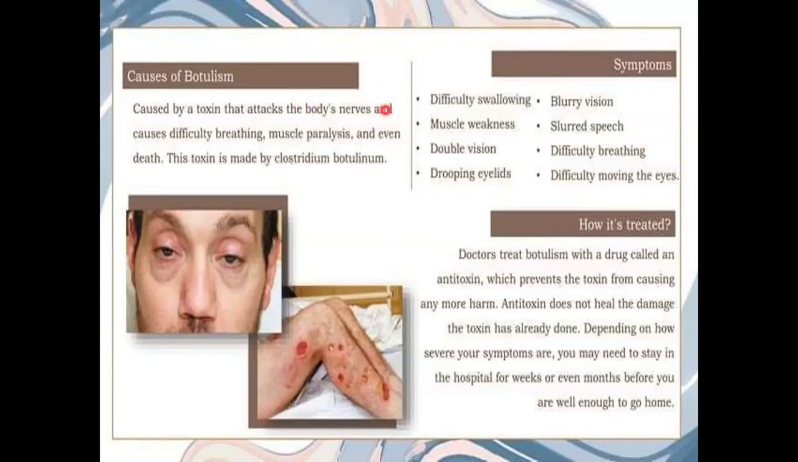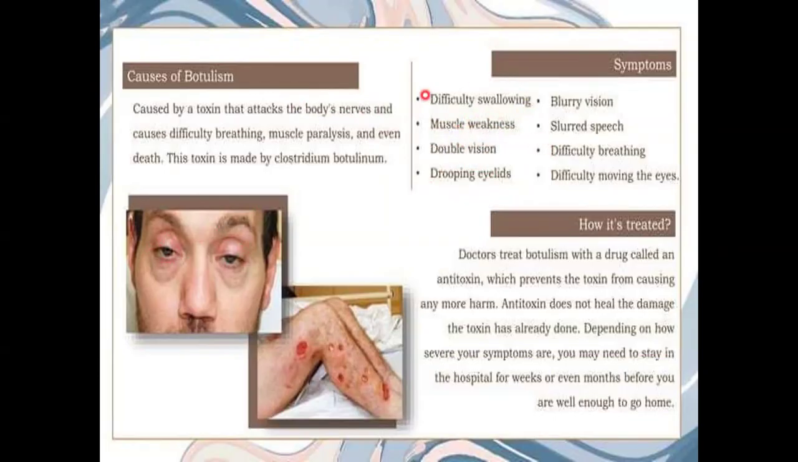If you were to notice, it will cause double vision. So why is it causing double vision? This is because it is affecting the muscles of the eyes. So you're going to get double vision. You get drooping eyelids, as you can see in this person. The muscles of his eyes, the levator palpebrae, will start drooping because he cannot control them. Then muscle weakness in general.